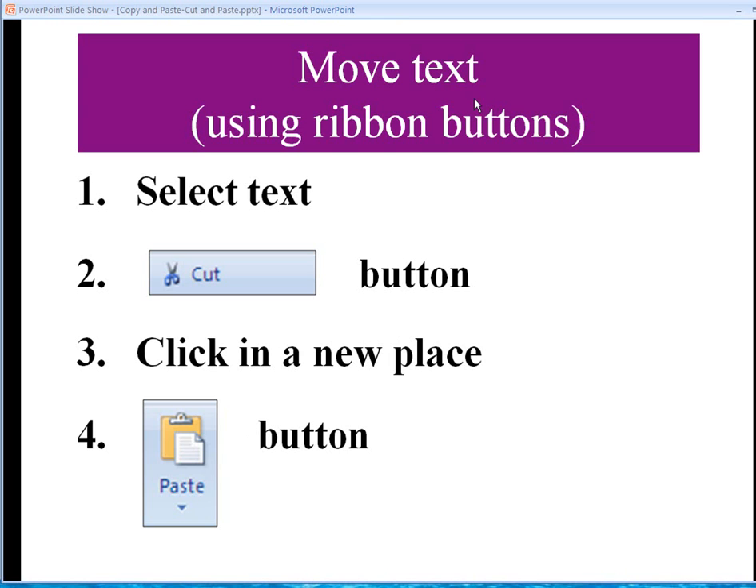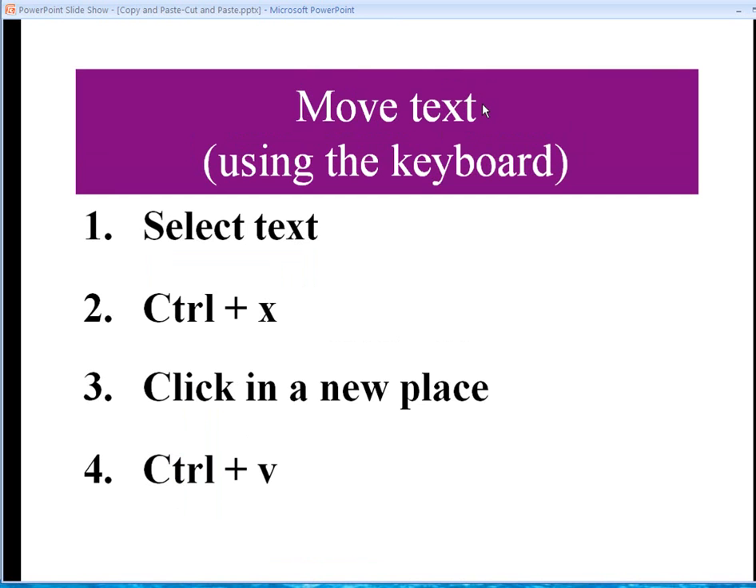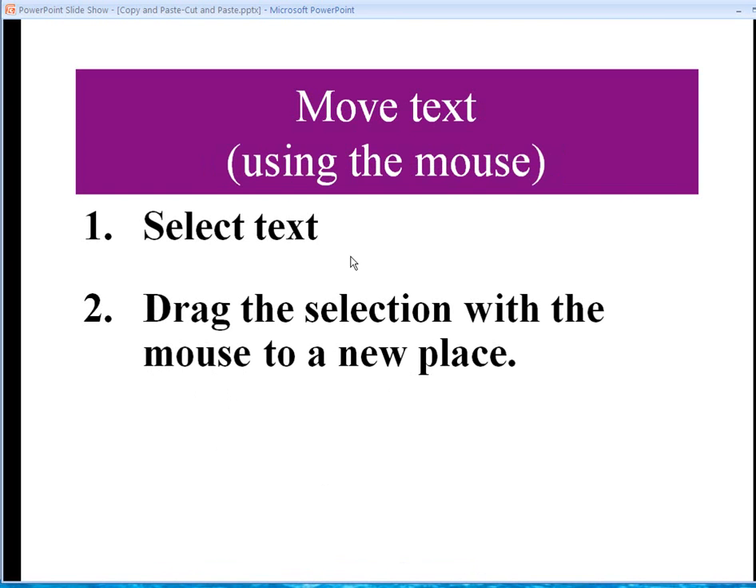That's one way to move text. I could also use the keyboard method. To cut is Control X, and to paste is the same Control V that it was before. Control X is cut, Control V is paste. And the third way that I could move text is select the text. Oh, you always have to select the text, and I can just drag the selection. I don't have to hold down any key at all. I'll just drag it with my mouse. Those are three ways that I can move text.